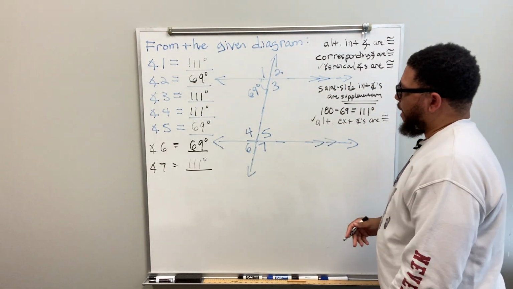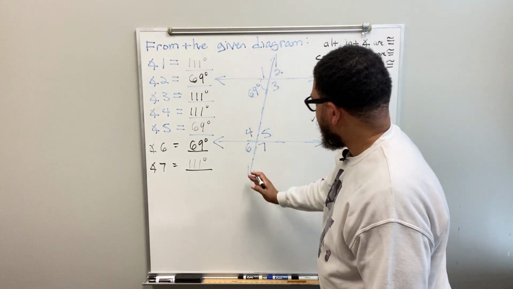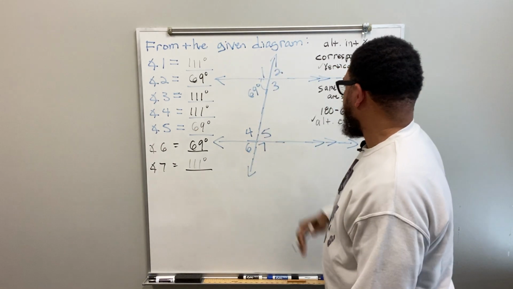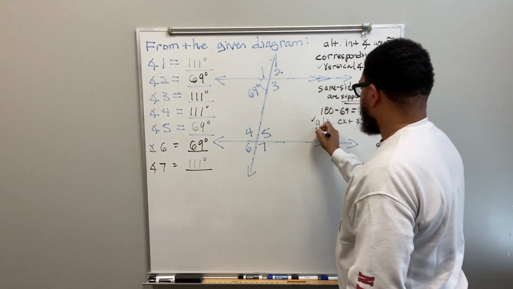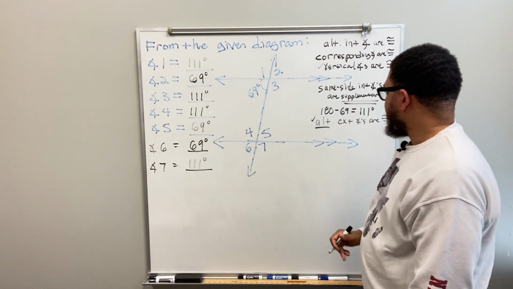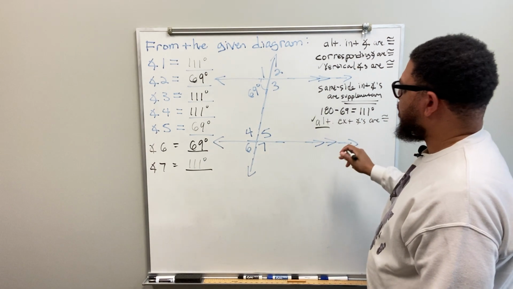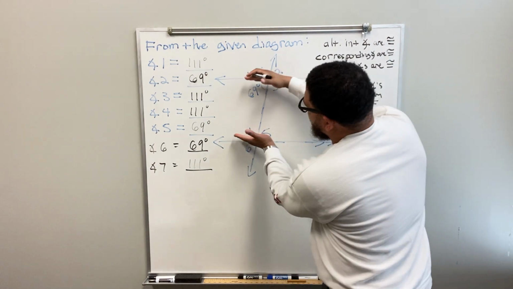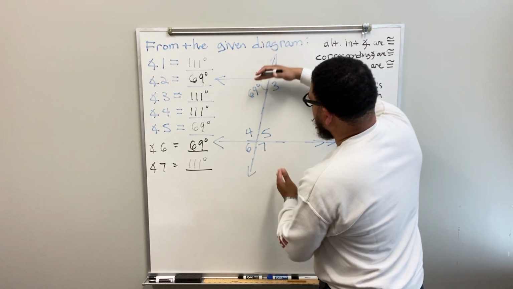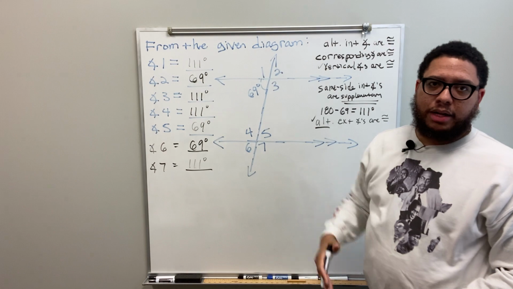Now, what does that mean? The transversal is right here. Angle 1 is on the left side of it. Angle 7 is on the right side of it. So that's the alternate part. They're on alternate sides of the transversal, right? Now, how are they exterior? They're exterior because they're not in between the parallel lines. Essentially, they're outside of the parallel lines, right? They're exterior to the parallel lines, right?